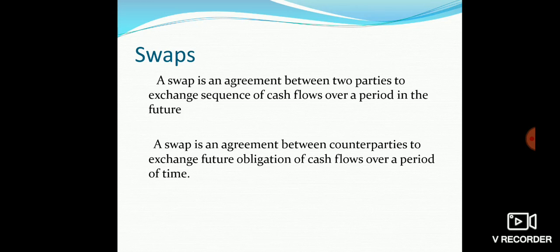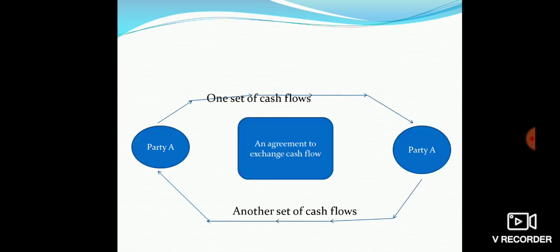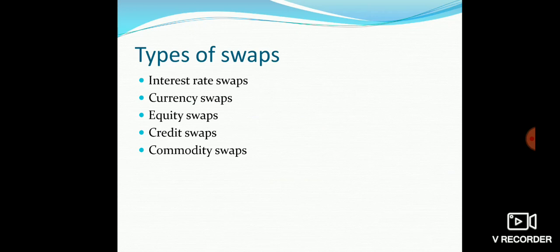So here the exchange of the cash flow is there. Exchange of the return we are going to get is there, right? So this is what is called swaps. A swap is an agreement between counterparties to exchange future obligations of cash flows over a period of time. So party A, party B, both will be there. One set of cash flows and another set of cash flows, so these two sets of cash flows are exchanged. This is called a swap. So a swap is nothing but an exchange, an exchange of different types of cash flows.